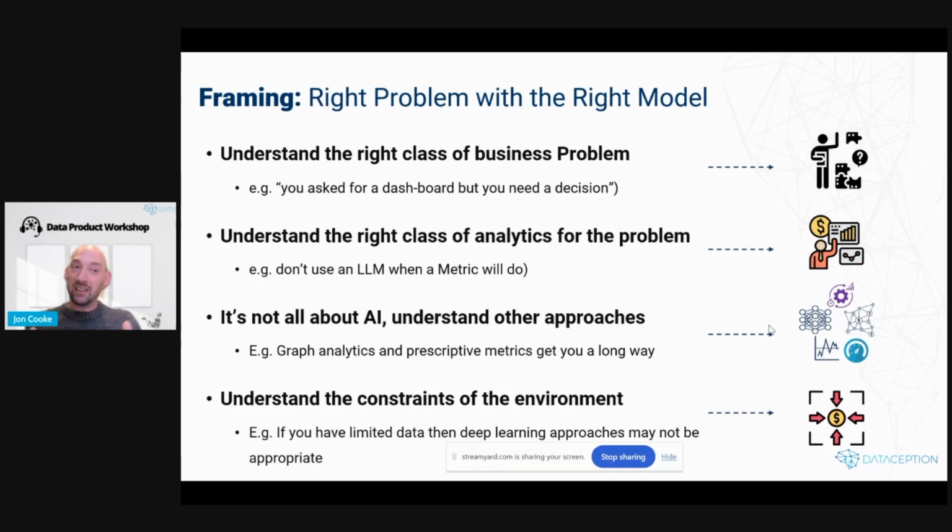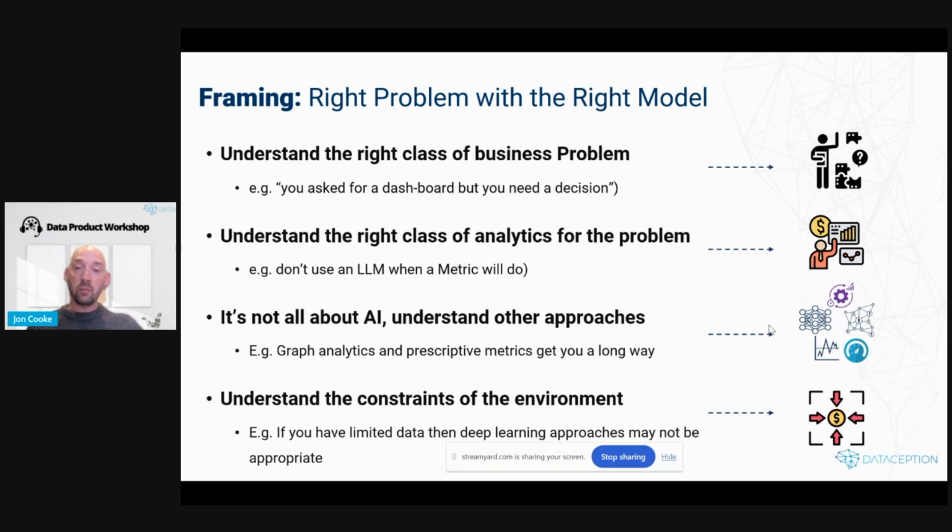So if someone says, "I want a dashboard," it's like, actually, you need a decision to how to do that. Just take a step back. Don't just come and ask me for a dashboard or a metric. That's what you've done before. What do you actually need to get to the outcome? So understanding the class of business problem you're trying to solve. Understand it's not all about AI. AI is fantastic, and AI covers such a broad spectrum. But again, it comes back to, you can do quite a lot on prescriptive metrics if that's required, if that's going to solve your problem, and it's going to be a lot simpler.